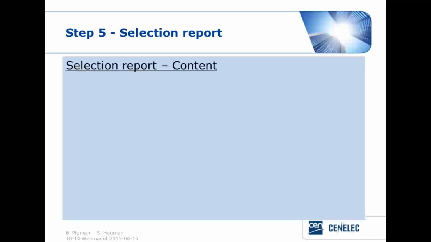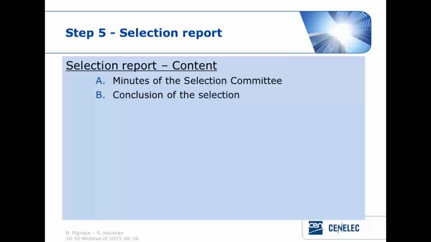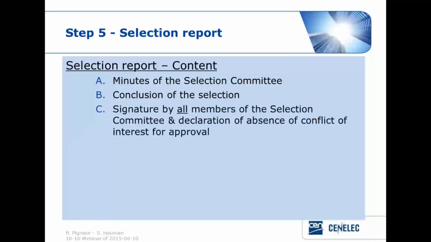So let's continue with the selection report. So we'll speak about the content of the selection report, what has to be provided. A, the minutes of the selection committee. So how the meeting happened, who was there, who were the candidates, and so on. B, the conclusion of the selection, of course. C, the signature by all members of the selection committee and the declaration of absence of conflict of interest for approval. So what it is exactly. Even if you didn't agree with the organization chosen, we'll need a signature to approve the process followed.